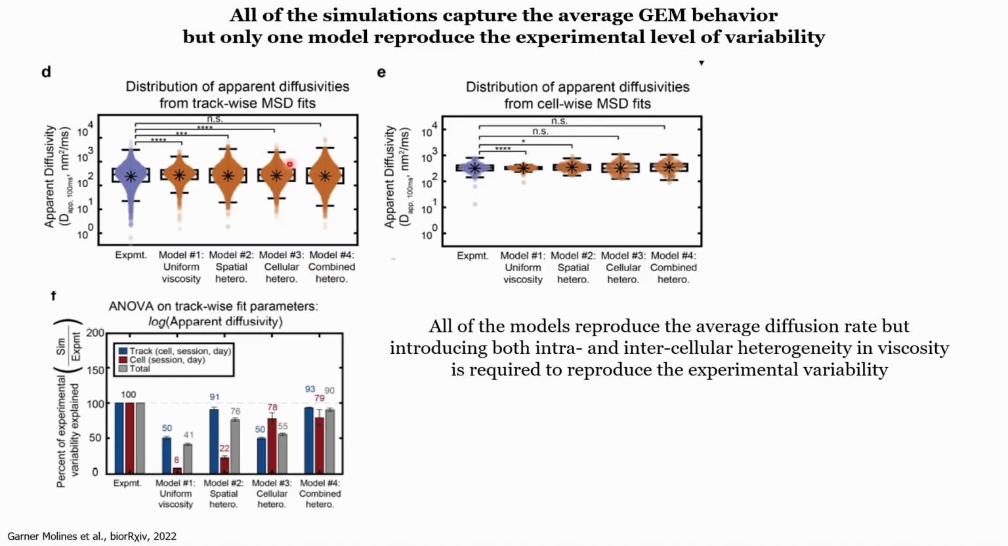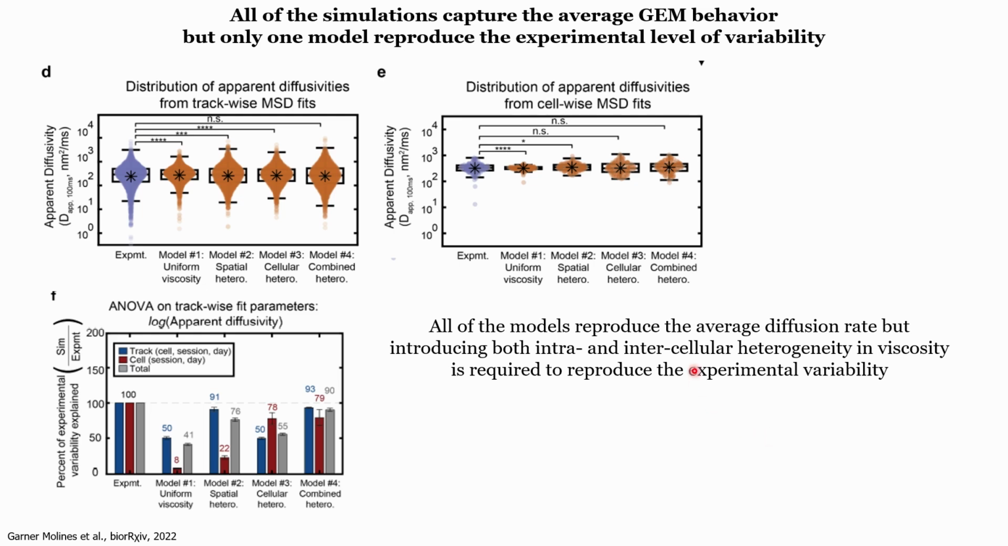With the cellular heterogeneity, we can increase the cell-to-cell heterogeneity, and it can match the experiment, but the track-to-track is not yet matching the experiment. And only the combination of 2 and 3, where every cell has a different average that is broken down in a random pattern inside of the cell, can recapitulate both the track-to-track level of heterogeneity and the cell-to-cell level of heterogeneity. And so even if all of the models can recapitulate the average diffusion rate, only model 4 can recapitulate the spread we see in the data.